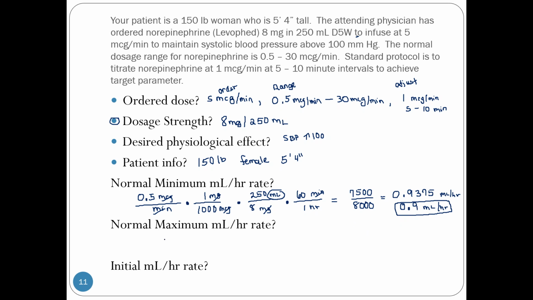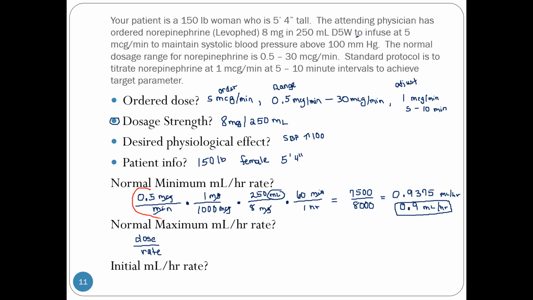So now it asked me for the normal maximum. And so I might be thinking, oh, I do a dimensional analysis again, but there's actually a shortcut. And that shortcut is to know that the dose and the rate are proportional. So I'm going to make a proportion out of dose over rate. I want to go back and just make note of what is my dose and what is my rate and what labels are on them.